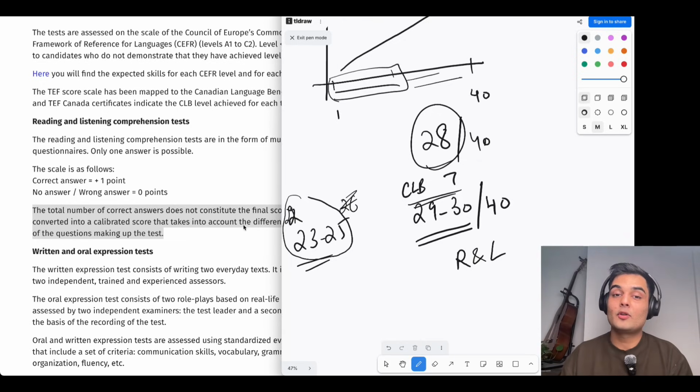Okay, but again, you cannot say, oh, I'm scoring 21, that means it's sure I'm getting CLB 5. No, that's not the case. As I mentioned, if you're getting most of them correct from the first 20 questions, then that's not the case. Overall, you have to perform well.